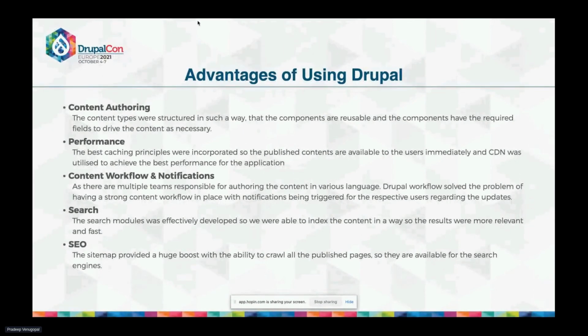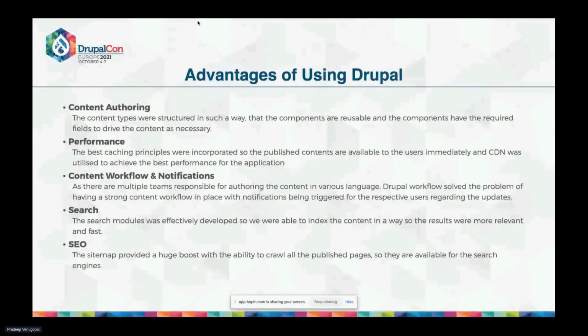So the legacy system's sitemap was very restricted, where they had links to only the main pages or the landing pages of that particular site. But with Drupal, we were able to get a very extensive sitemap in place with minimal configuration, so that we were able to get all the possible published contents available in that particular sitemap.